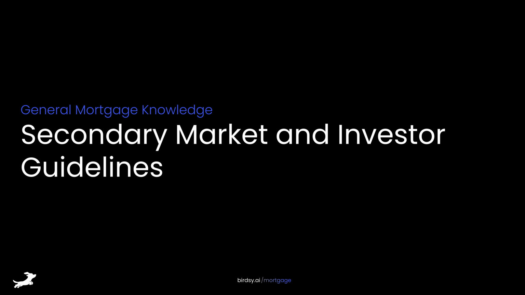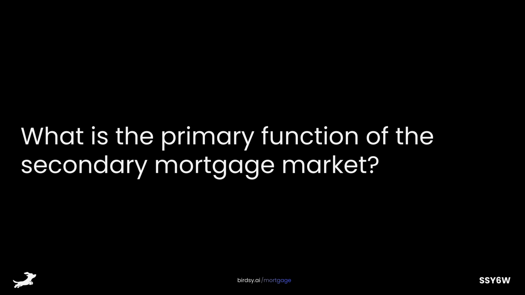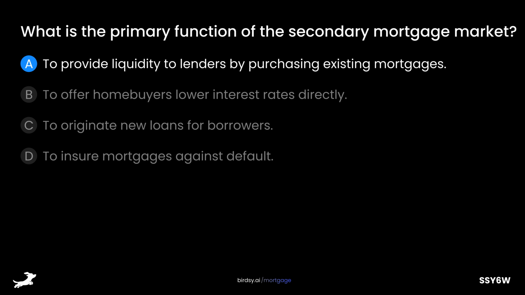Secondary market and investor guidelines. What is the primary function of the secondary mortgage market? Is it A, to provide liquidity to lenders by purchasing existing mortgages? B, to offer homebuyers lower interest rates directly? C, to originate new loans for borrowers? Or D, to insure mortgages against default?